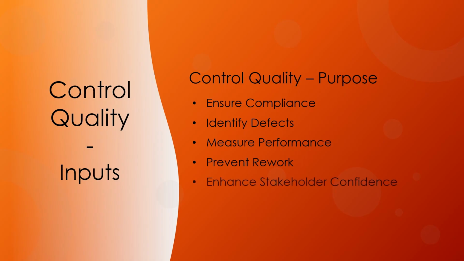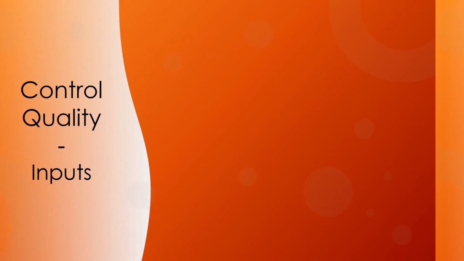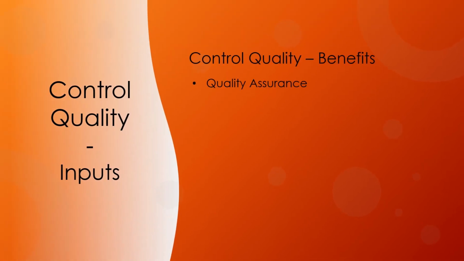The process instills confidence among project stakeholders, including customers and sponsors, that the project is being managed with a strong focus on quality. It demonstrates the organization's commitment to delivering high-quality results. Control quality provides quality assurance by verifying that project deliverables meet or exceed predefined quality standards. This assurance is essential for meeting stakeholders' expectations.